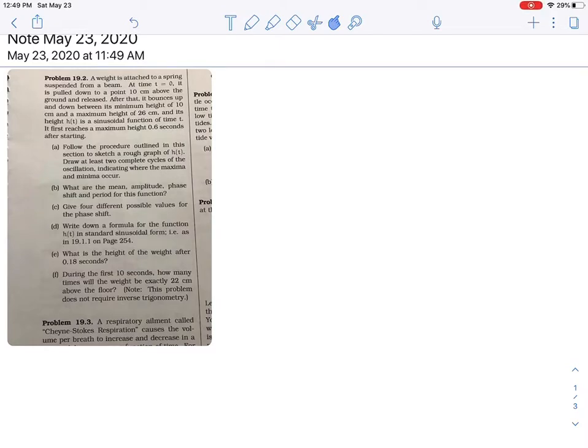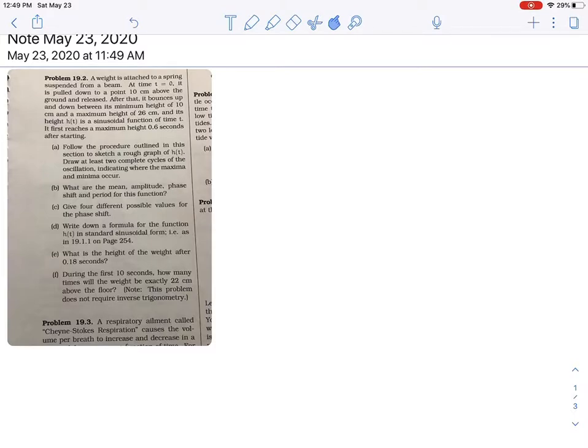Okay, so I've been asked to take a look at 19.2. This one is a weight attached to a spring suspended from a beam. At time 0, it is pulled down to a point 10 centimeters above the ground and released. After that, it bounces up and down between its minimum height of 10 centimeters and its maximum height of 26. So that's really what we need. We need a min and a max, and we need a time.